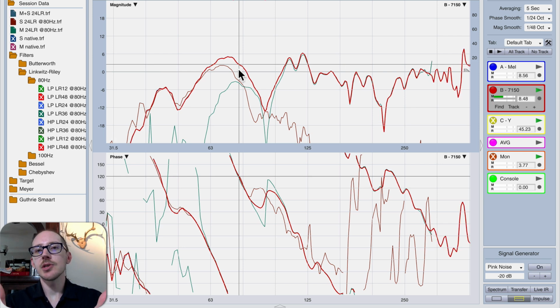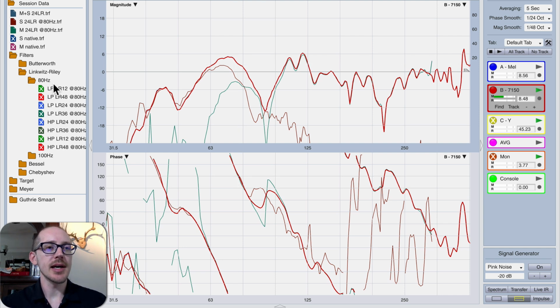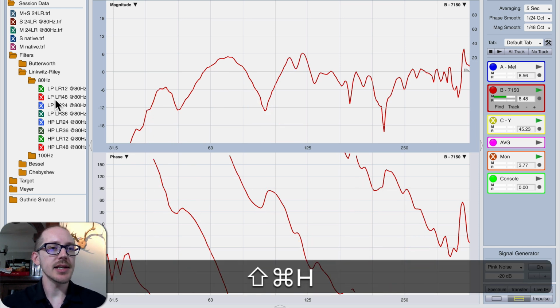Okay, so that's how you can just verify your filters by looking at measurements of your DSP or these pre-measured filters that I already had. Let's also take a look at what the bandwidth might be. So let's hide everything.